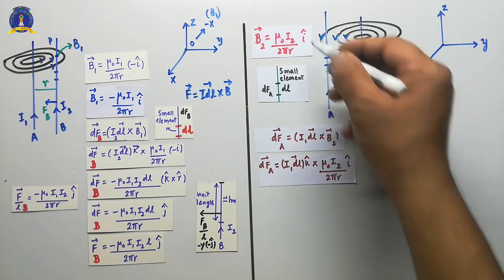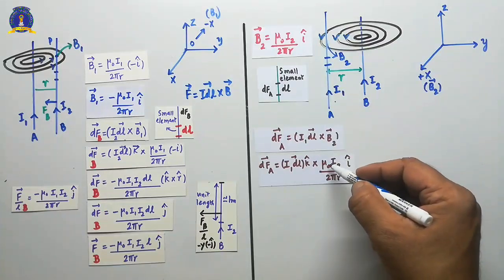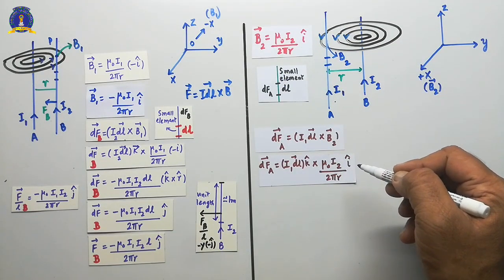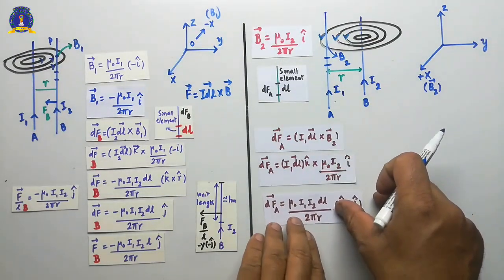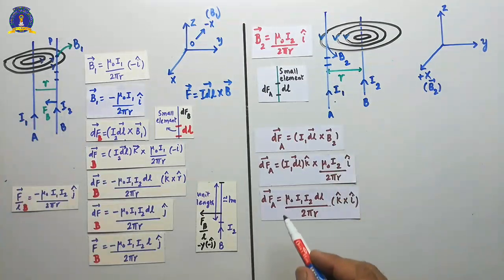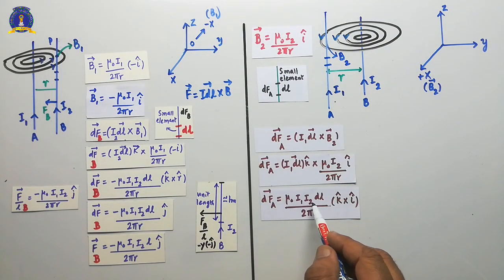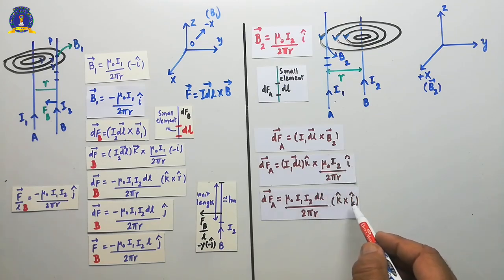B2, that B2 is to be substituted here. Well, instead of B2, what is the formula? Mu naught I2 divided by 2 pi r, I cap must be written. In the next step, this 2 can be combined now. So what is the equation? dFA vector is equal to mu naught I1 I2 dl. This k cap and I cap both can be written within the bracket.